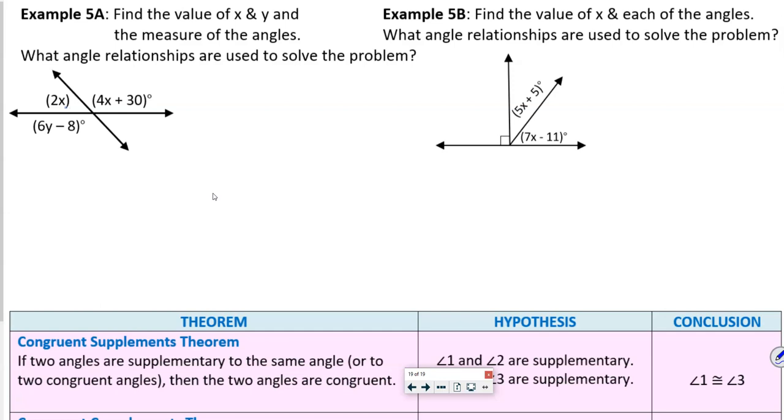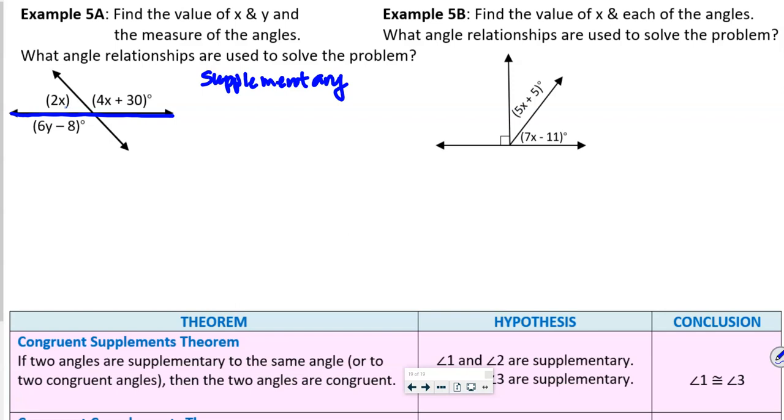These have to do with supplementary angles, right? Supplementary angles. Why do I know that? Because y'all see this straight line right here? So I can use that straight line on the top to solve for x, and then I can use that also to solve for y, and I'm going to show you how.